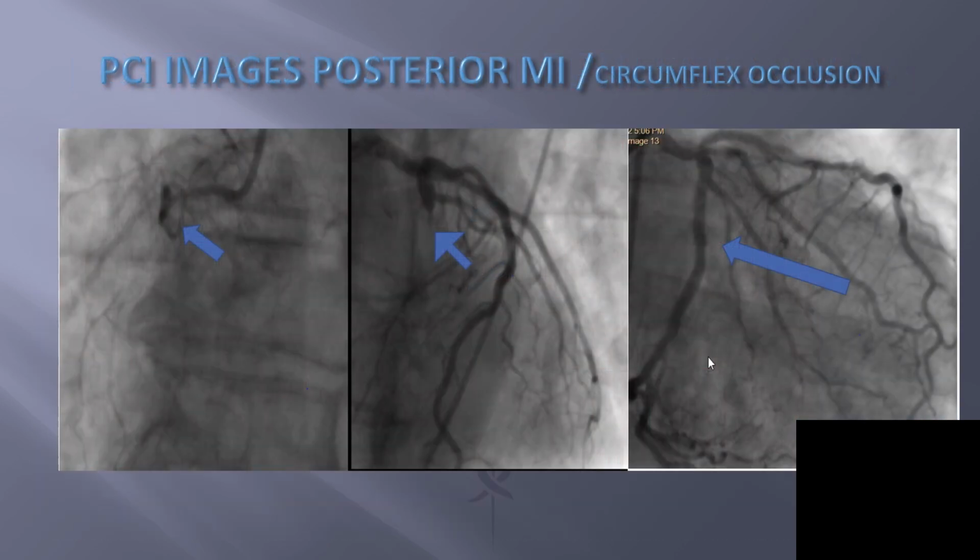And these are the slides that you see here where the posterior MI STEMI was brought in. There was 100% occlusion of the circumflex, as you'll see in the image there on the first slide. The middle slide is another view, and then the third slide here is after we put the drug-eluting stent, and you can see that it is open again.